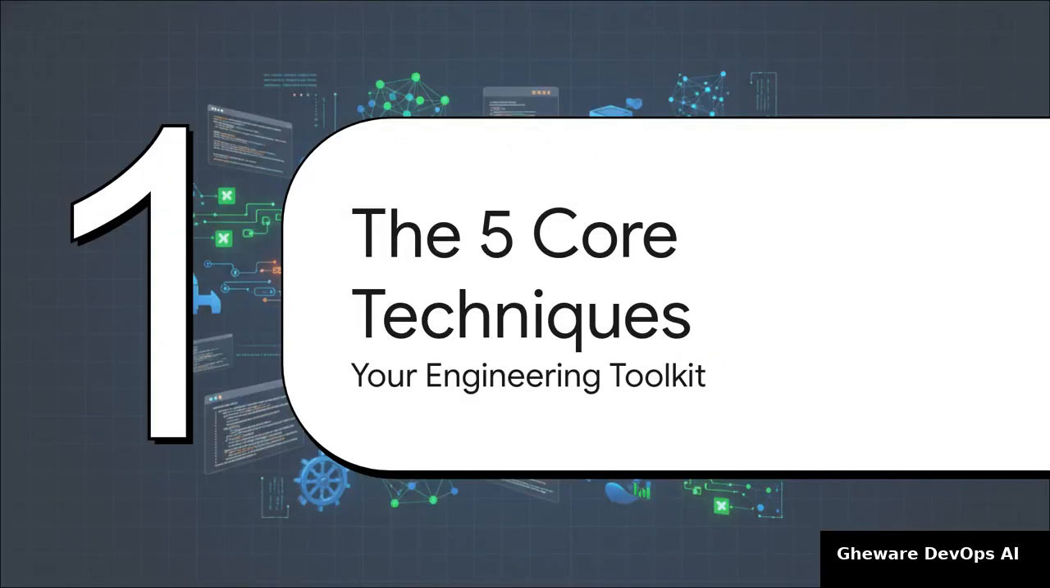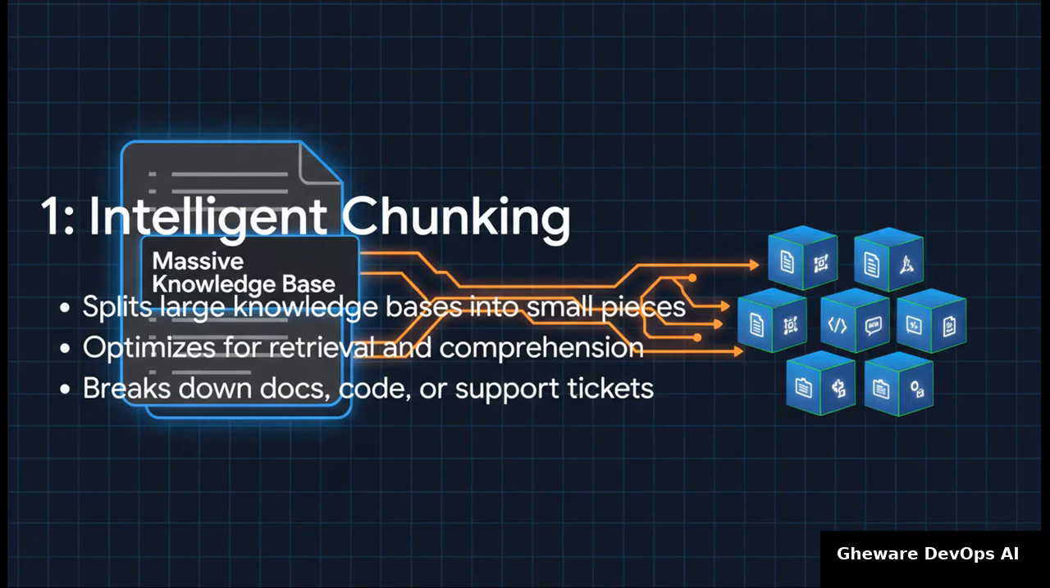Okay, so how do we actually put this into practice? Let's get into it and walk through the 5 core techniques that are going to make up your context engineering toolkit. First up is intelligent chunking. Look, your knowledge base, whether it's internal wikis, code repos, support tickets, it's huge. You can't just dump all of that into a prompt. So chunking is the art and science of breaking all that information down into small, meaningful, easy-to-find pieces that an AI can actually retrieve and make sense of.